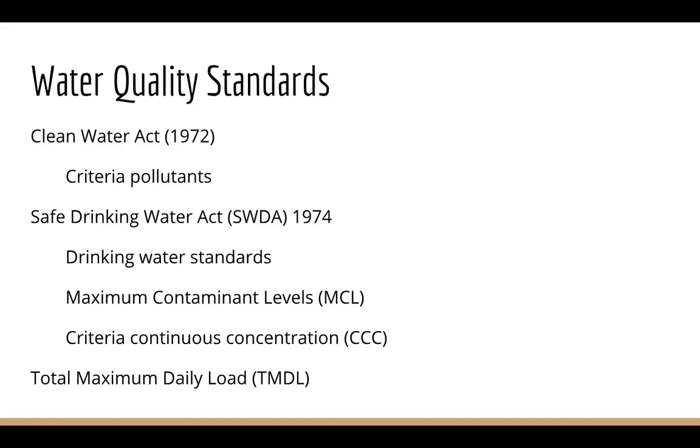Criteria for continuous concentration is the highest sustained concentration beyond which undesirable impacts may be expected. So if you go back to thinking about hazardous waste and toxicity, we talk about dose being concentration times the amount of time. Criteria continuous concentration looks at how that concentration is sustained. Right? Whereas maximum contaminant levels is just a single concentration, the highest single concentration where you might get some impacts. Right? So this is a single concentration, this is concentration over time.